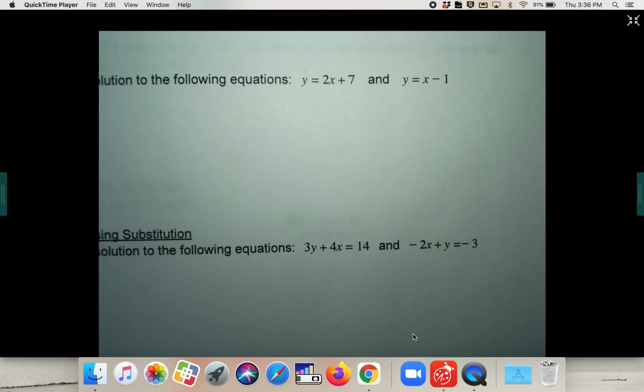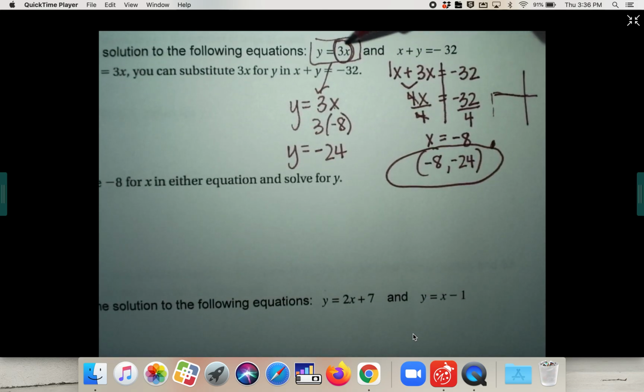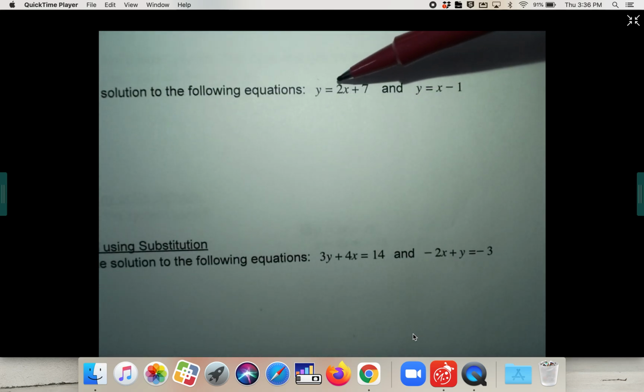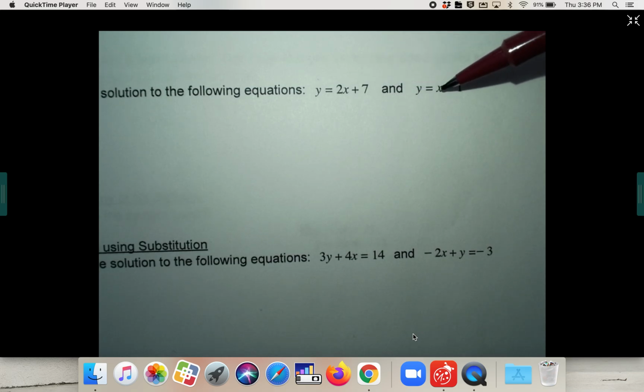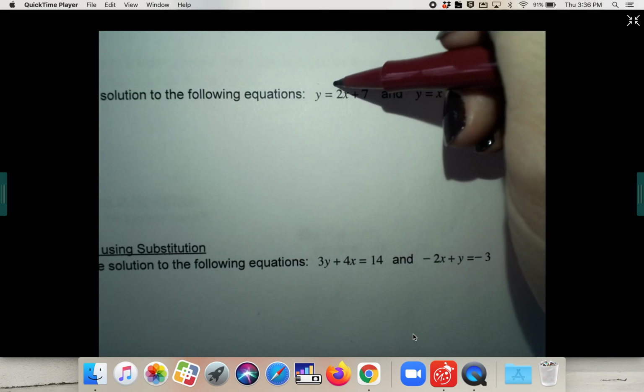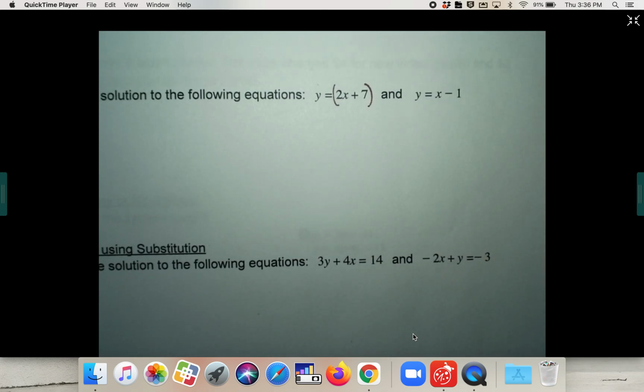So in this case, it's more than just one term. Like up here, it was just 3x. Here it's telling us y equals this whole, like, two terms, 2x plus 7 and x minus 1. But it doesn't matter which one we use, but we're going to borrow one and substitute it into the other equation. So I'm going to go ahead and just borrow 2x plus 7.